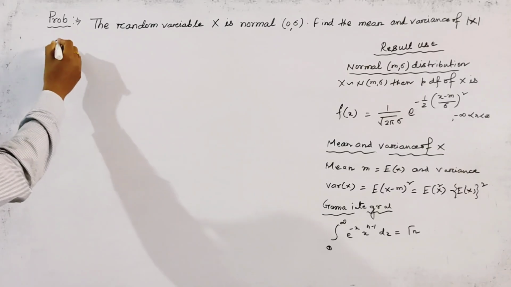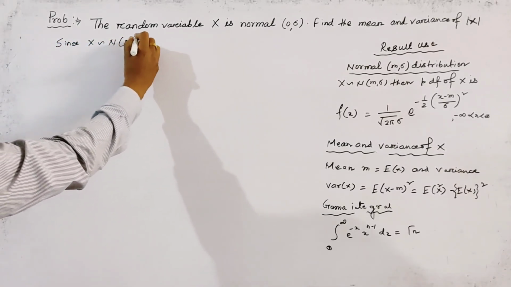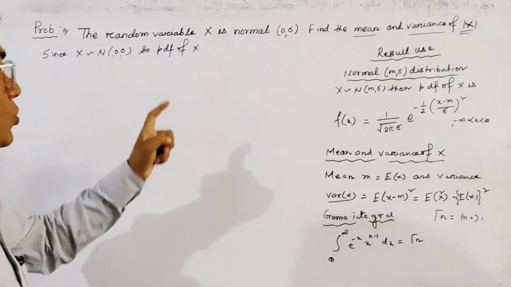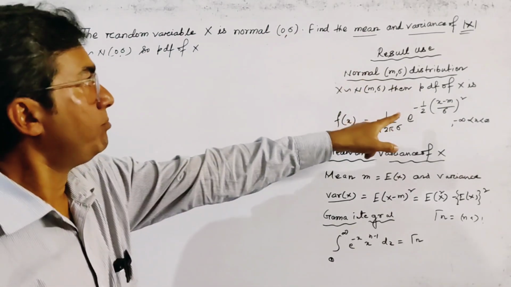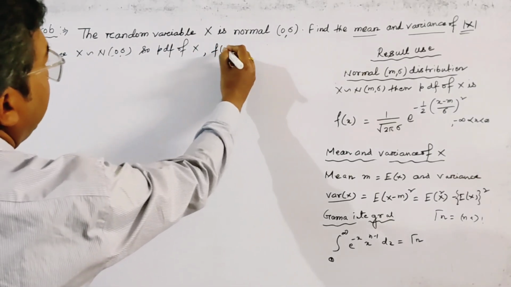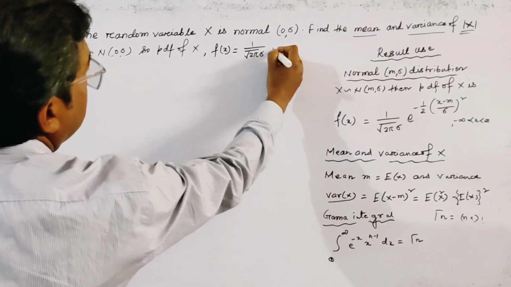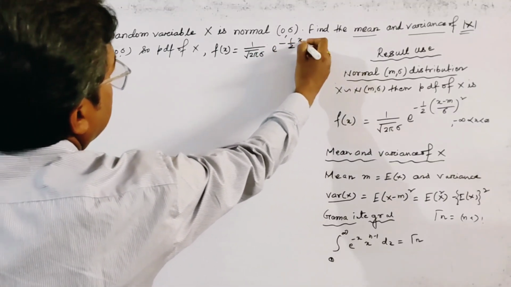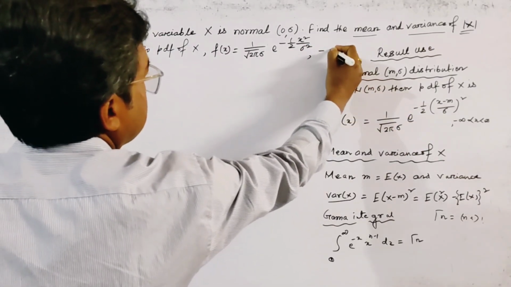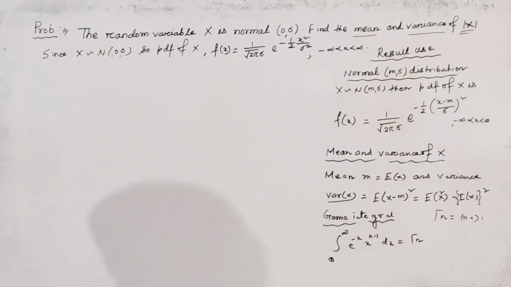Since it is given that x is normal 0, sigma, for the PDF of x we put 0 in place of m and sigma in place of sigma. So the PDF of x is given by f(x) equal to 1 by root 2 pi sigma into e to the power minus half into x square by sigma square, because m equal to 0, and the range is the same, minus infinity less than x less than infinity. Okay, this is the PDF.